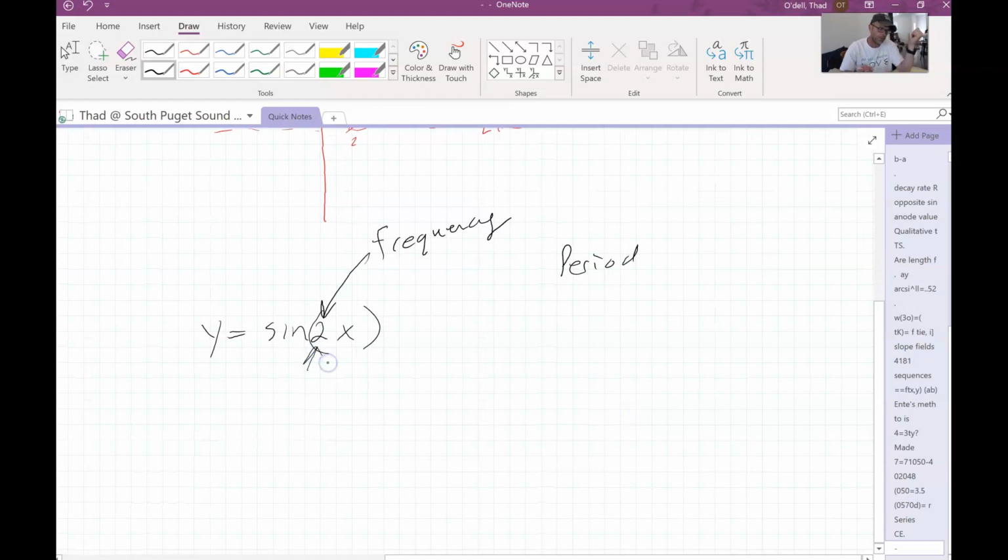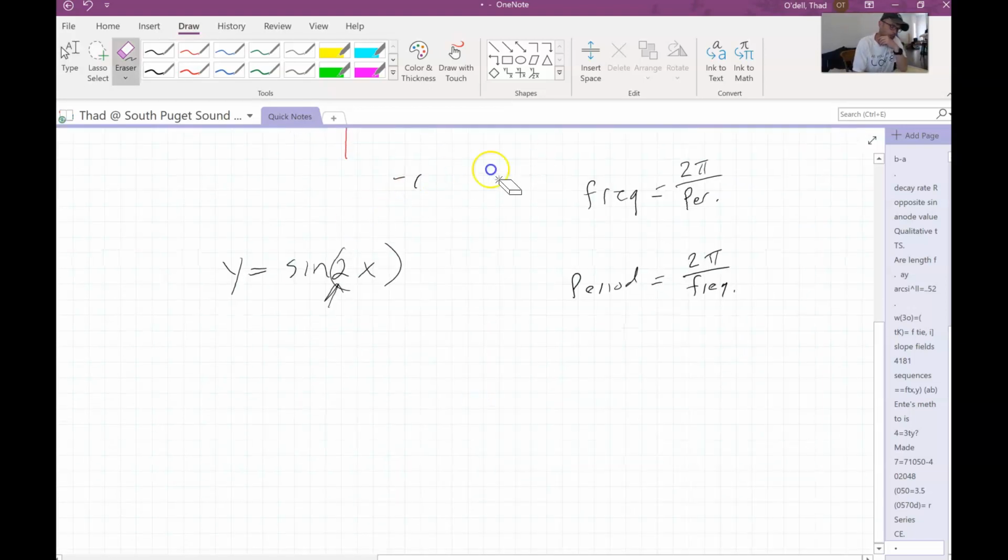So what this little 2 tells me is how many cycles I have in the normal 2 pi stretch. Okay? So to make it even easier, there's a little relationship here. The cool thing is that the frequency is always equal to, with sine or cosine, 2 pi divided by the period. And of course, vice versa, that's true. The period is always equal to 2 pi divided by the frequency. Right? So when I'm looking at this, y equals sine 2x.